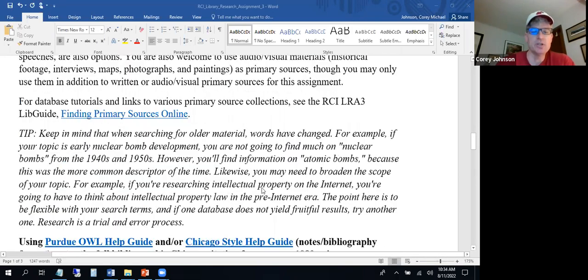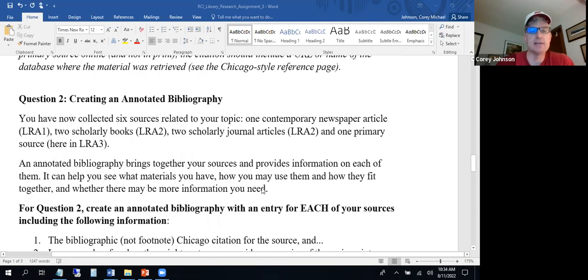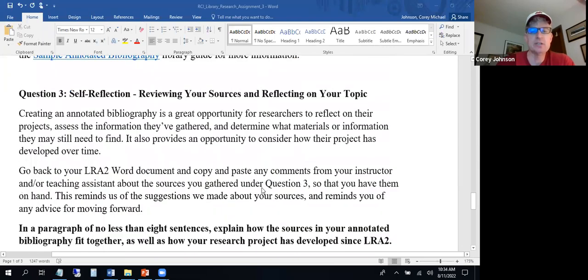The second question, as I scroll down here, is about creating an annotated bibliography. And there's not going to be any videos specifically about annotated bibliographies. I'm going to leave that up to your individual instructors and TAs to provide you with details about how they want you to do that question. The third question is about self-reflection on the research process.